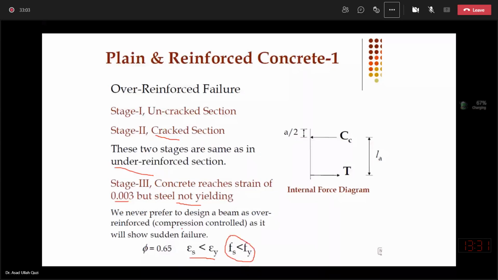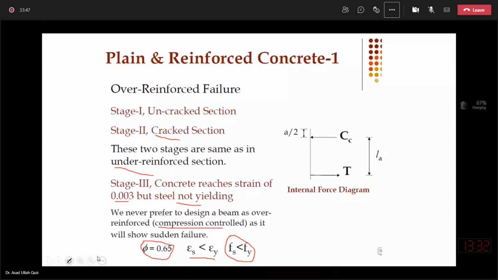Such a section will be declared compression controlled or over reinforced, and due to this brittle behavior, because there will not be warning, because steel is still in the elastic range and there will not be offensive sag, crack opening and widening and propagation, and sudden failure will take place. So a strict reduction factor will be imposed, and that is 0.65 for such compression controlled cross sections.